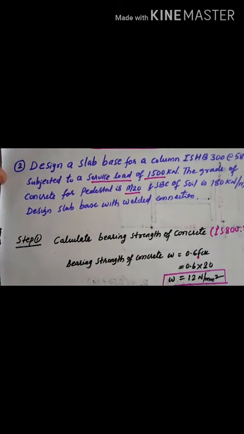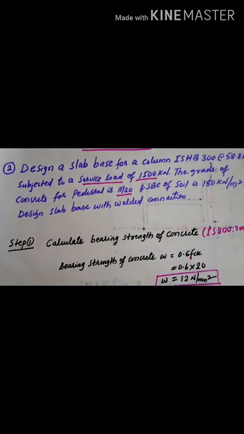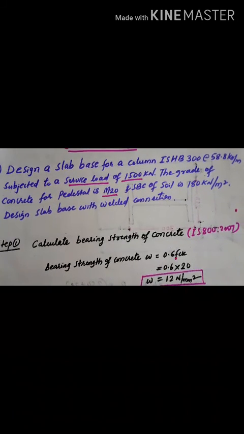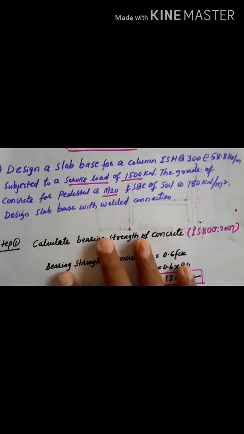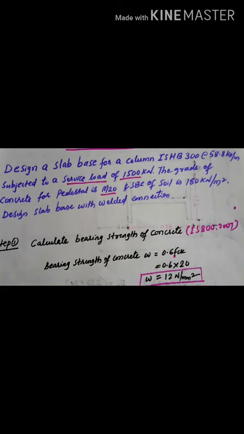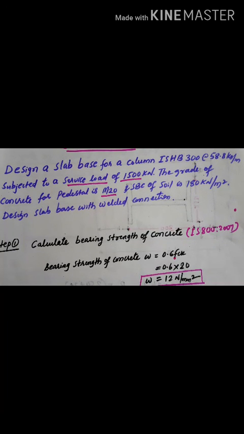So in the next lecture I will be taking the next design problem, that is the gusseted base design problem. This is a simple slab base. Next, when the load coming on the column is very heavy, or the load involves any moment, in that case gusseted bases are provided to take care of that heavier load.